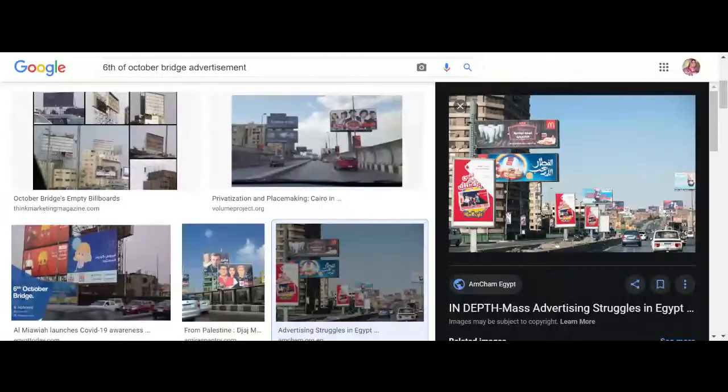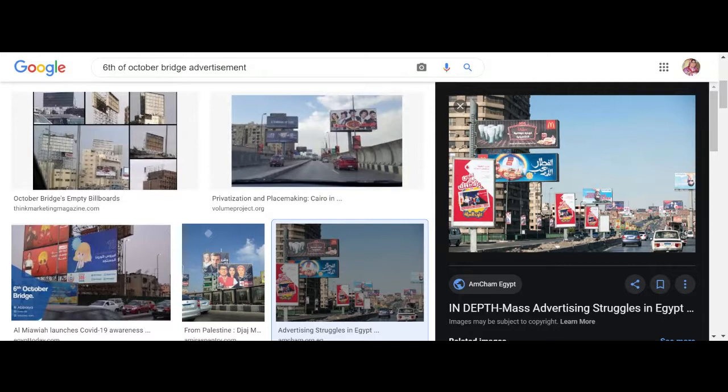This is 6th of October bridge. Can you see the clutter? Can you see how cluttered it is? Huh? It's crazy. Where are you going to put your ads? How many ads are you going to see? How many ads are you going to miss when you're driving?